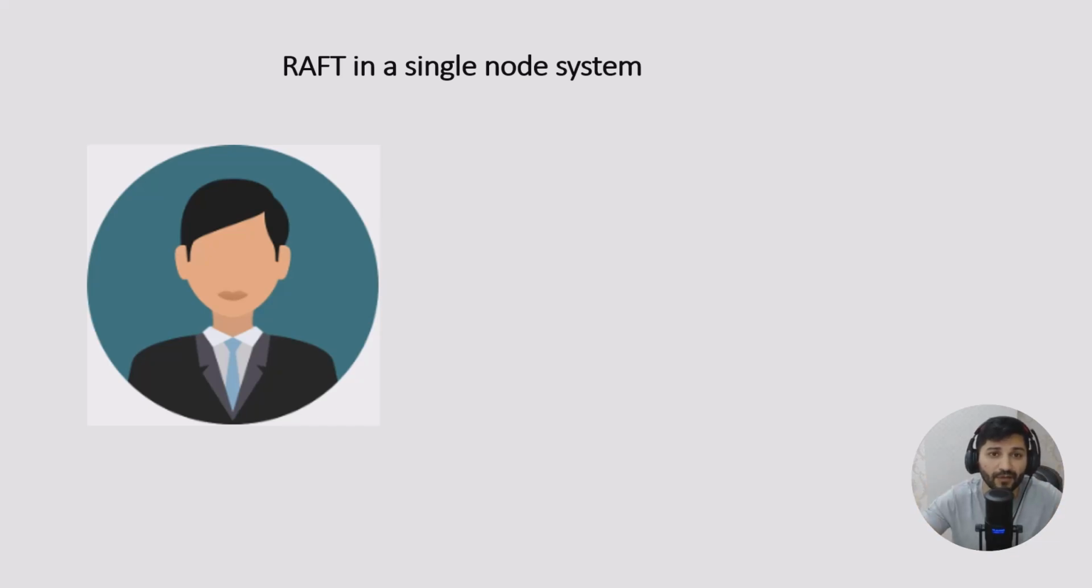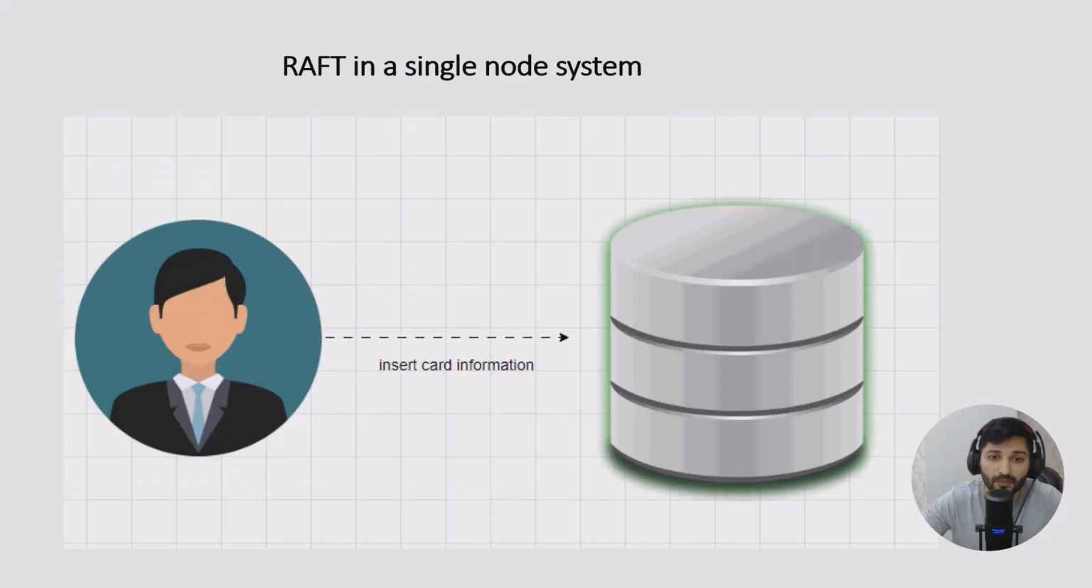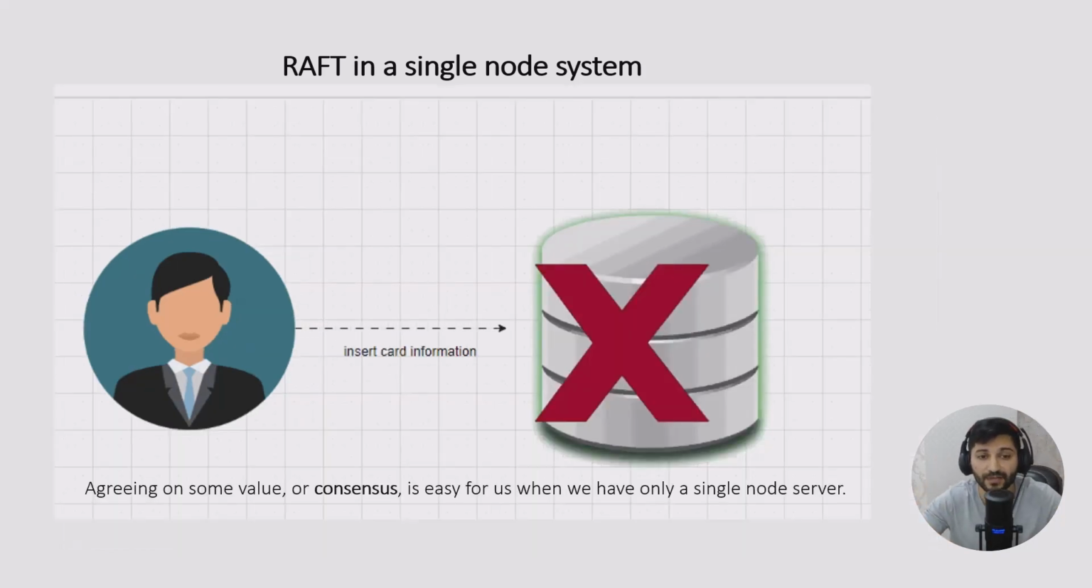So we have a single node system. It means we have one single server, and we have a customer. Our user wants to store some information in this database. The user is going to insert some card information to our database. In this case, if we have a successful operation, the user will be notified about success. Otherwise, if the system fails, we'll get the failed information or some type of exception.